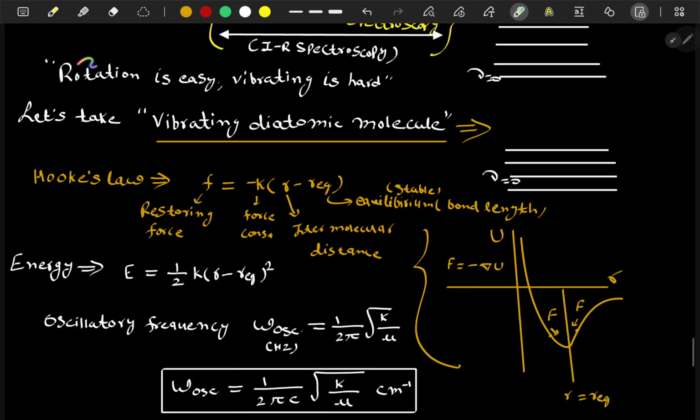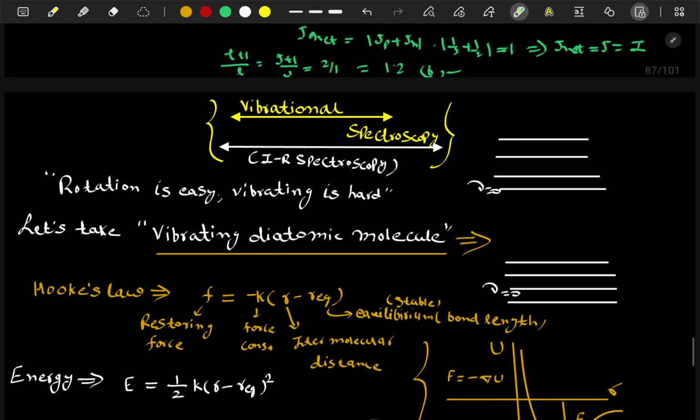Now, as compared to vibration, rotation is easy, vibration is hard. It means molecules will undergo rotation with lower energies as compared to vibration. If you are increasing the energy, then first rotation will take place, and if you continue to increase the energy, vibration will also take place. Rotation and then vibration.